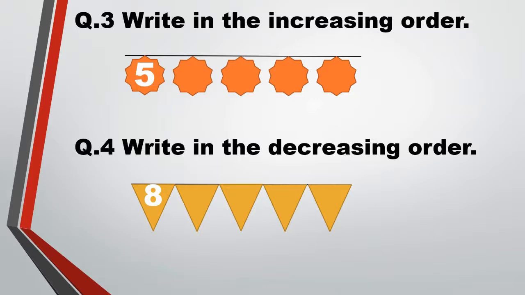Question number 4. Write in the decreasing order. The number 8 is given here. You have to write the numbers which come before 8. It means like counting backward. Understood?